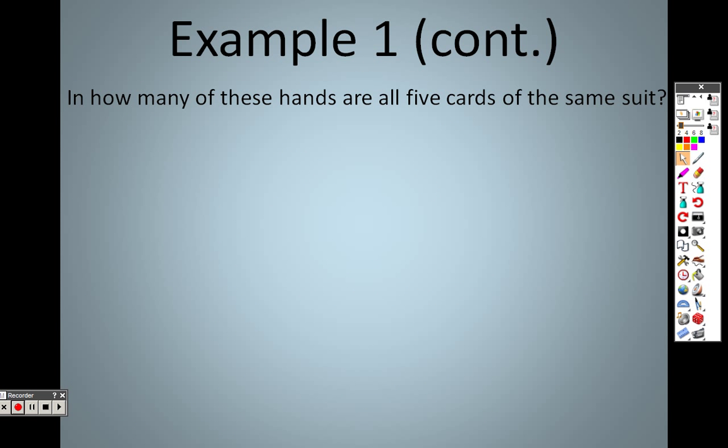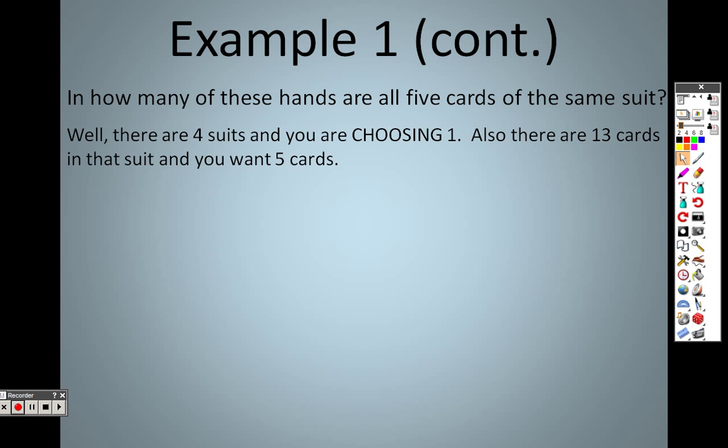In how many of these hands are all 5 cards the same suit? Well, we need to first choose an actual suit. There are 4 suits and you are choosing one. So before we sit down, I'm not going to say, oh, 52 cards, so I'm choosing 5 cards. No, when you're doing this, what's the likelihood of you choosing 5 cards of the same suit? Before you start choosing anything, you need to think about, first I need to choose the suit.